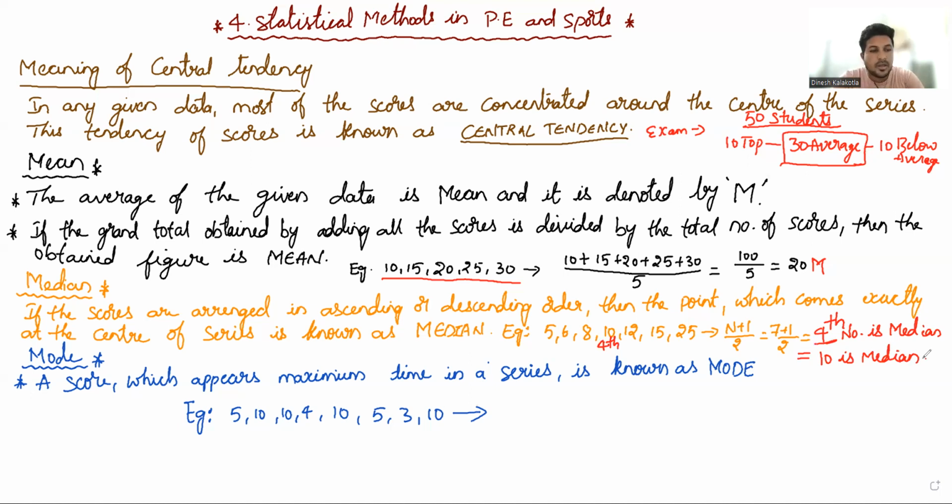You're getting this. Next, we'll see mode. A score which appears the maximum number of times in a series is known as mode.